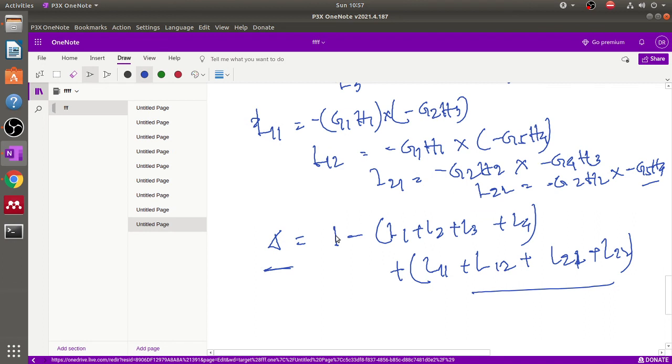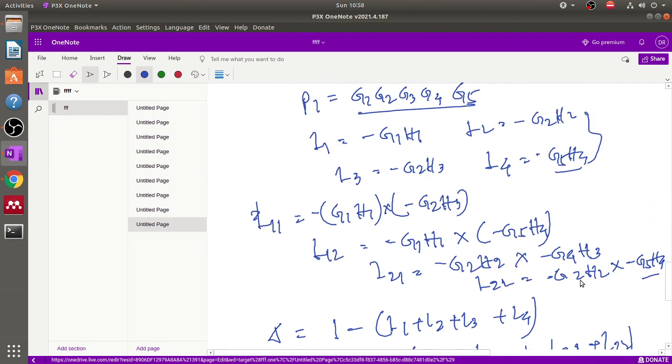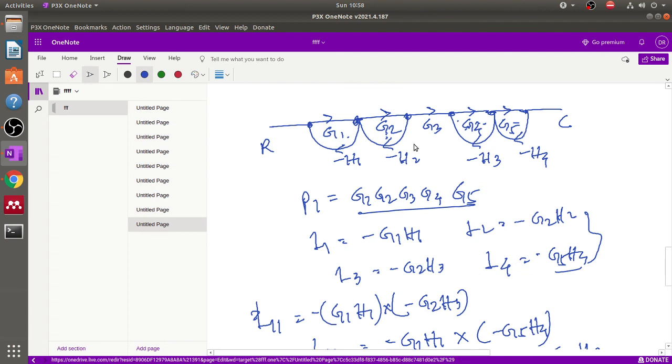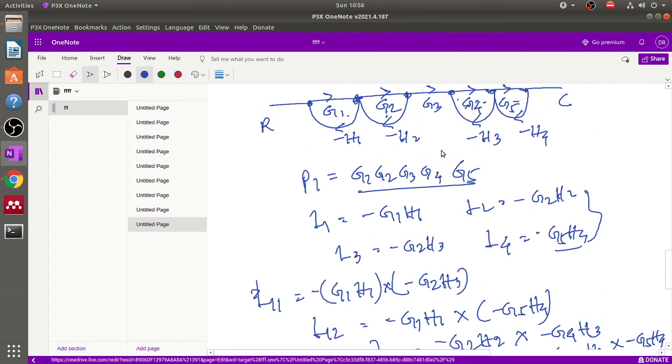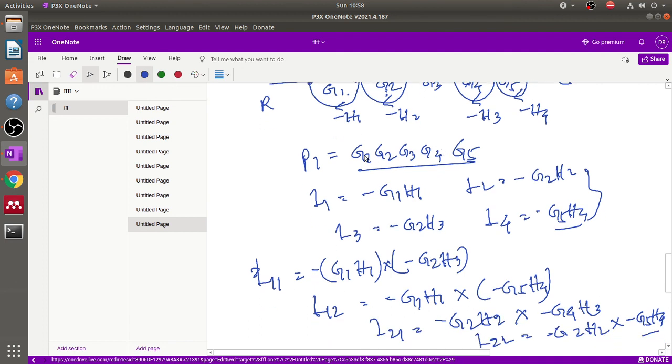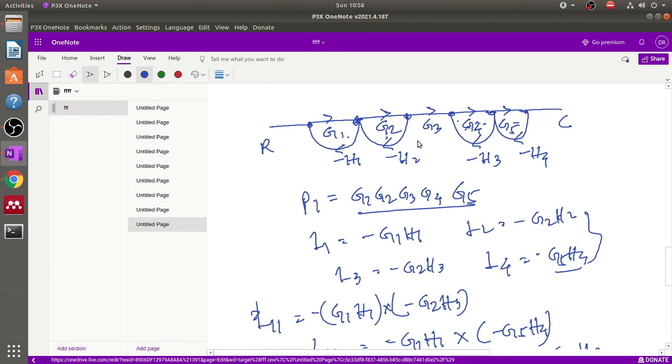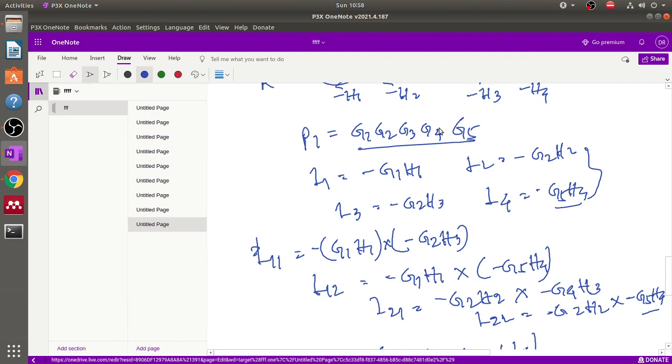In Mason's gain formula, the typical formula indicates 1 minus the single loops, plus the 2 non-touching loops, minus the 3 non-touching loops. For a complex signal flow graph there can also be 3 non-touching, 4 non-touching, 5 non-touching loops, with lots of feedback present. But here there is only one forward path, and for that forward path there is no non-touching loop, so delta 1 equals only 1.